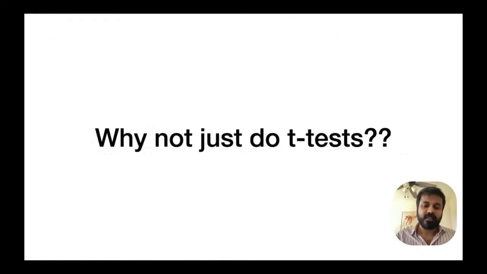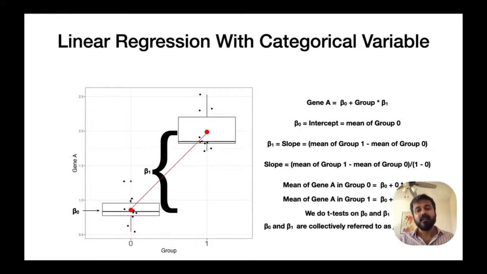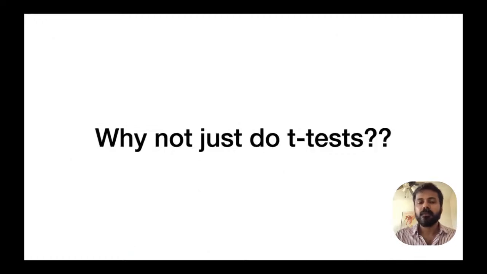So I mentioned that all of this is essentially another way of doing what I imagine everyone has done before, which is a simple two-sample t-test in Excel or GraphPad or whatever it is. So why do all of this? Why not just do t-tests? You could definitely just do t-tests, but there are a few reasons. One is that a t-test is perfectly fine for the most part for this kind of simple two-group comparison.